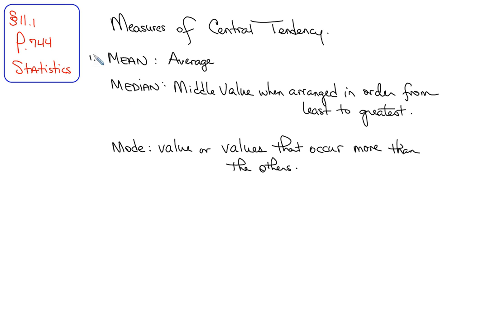So we're going to start by taking a look at the mean, then we'll take a look at the median, and then we'll take a look at the mode. So let's start with the mean. The mean is the average, and the way you take the average is you add them up and divide by how many you added.